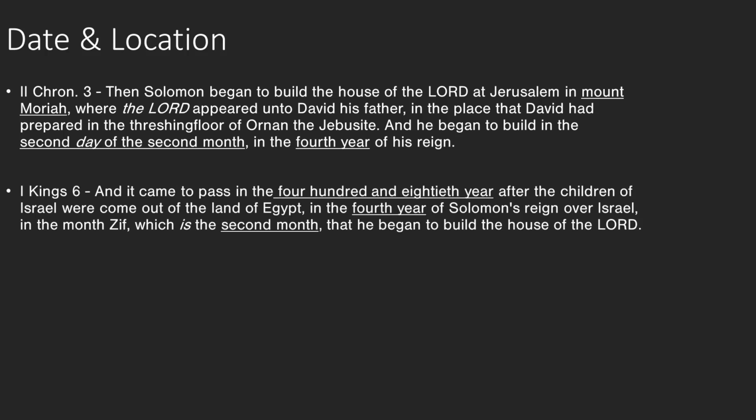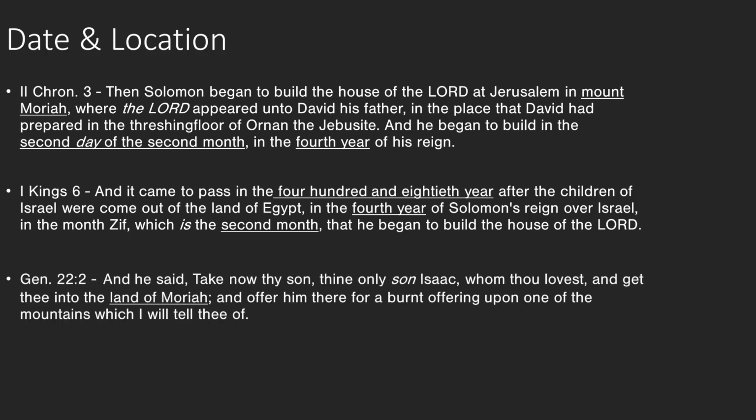1 Kings chapter 6. And it came to pass in the 480th year, after the children of Israel were come out of the land of Egypt, in the 4th year of Solomon's reign over Israel, in the month Ziph, which is the 2nd month, that he began to build the house of the Lord. Okay, so we've got a few numbers to work with here. Do you remember the story of the binding of Isaac?